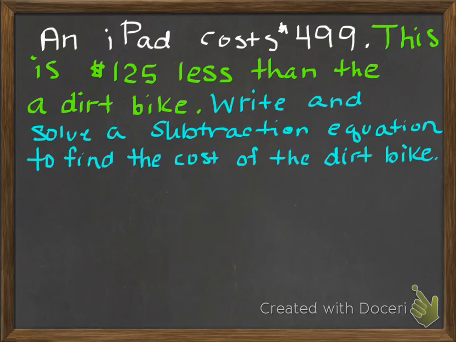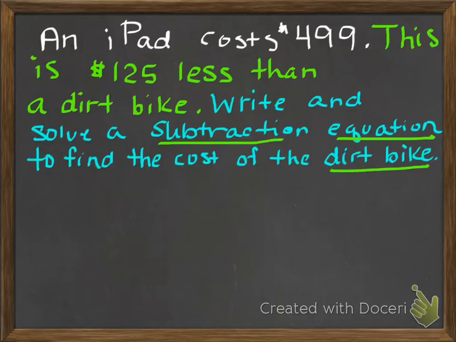All right, so now we want to go on to the next problem. It says an iPad costs $499. This is $125 less than a dirt bike. Write and solve a subtraction equation to find the cost of the dirt bike. So remember, you're solving for the dirt bike.